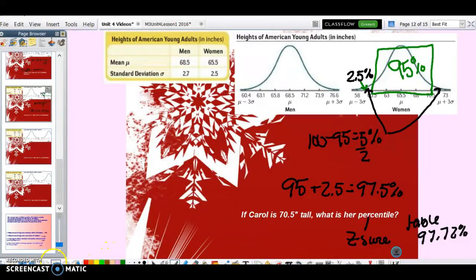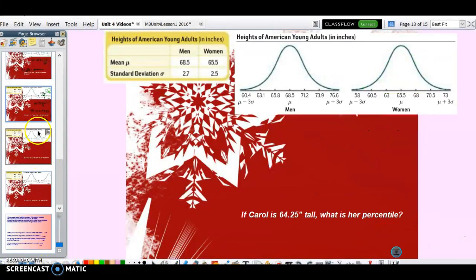Let's try it again with another data that's not right on a marking. And we will just use the table for now, because you will always have those tables. Carol is 64.25 inches tall. So if we were going to look and estimate, she's going to lie right here. We know she's not on a perfect standard deviation, so we need to convert that height to a standard deviation. So going back to our notes or what we have, we take her height and we subtract it from the mean.